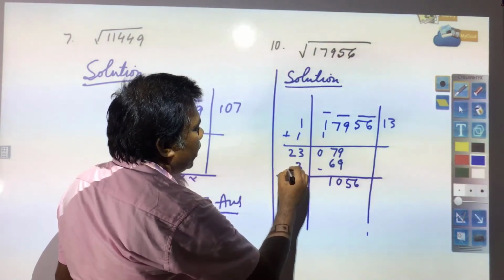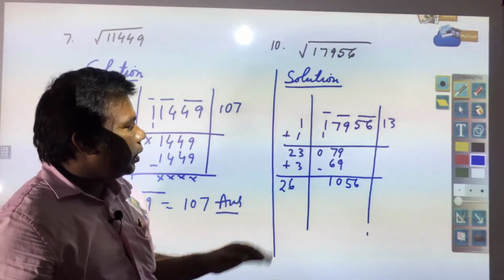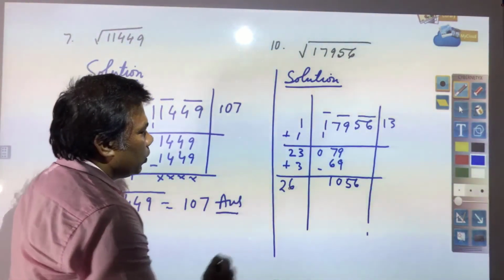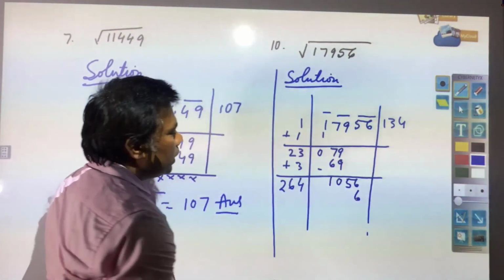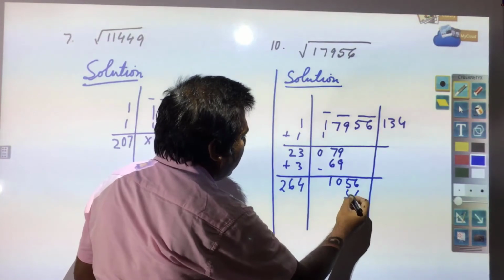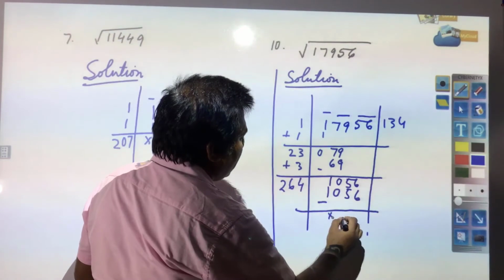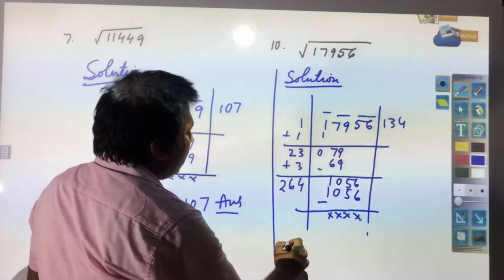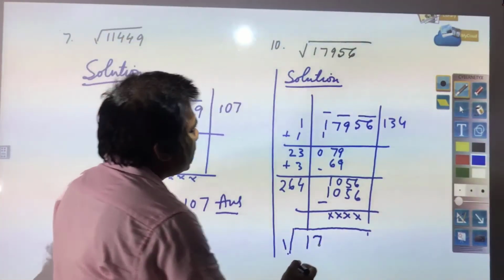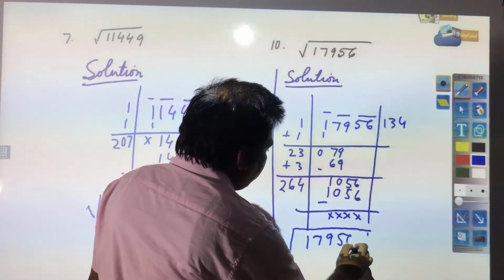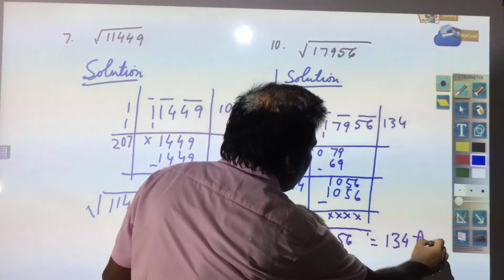This 3 will be taken down, you will get 26 over here. Now, you see how many times it will go. So, 4 times you try, 4 4s are 16, 4 6s are 24 and 1 is 25, 2 you have, 4 2s are 8 and 2 is 10. You subtract. So, now you got under root 179. So, 17956 is equal to 134, and this is your answer.